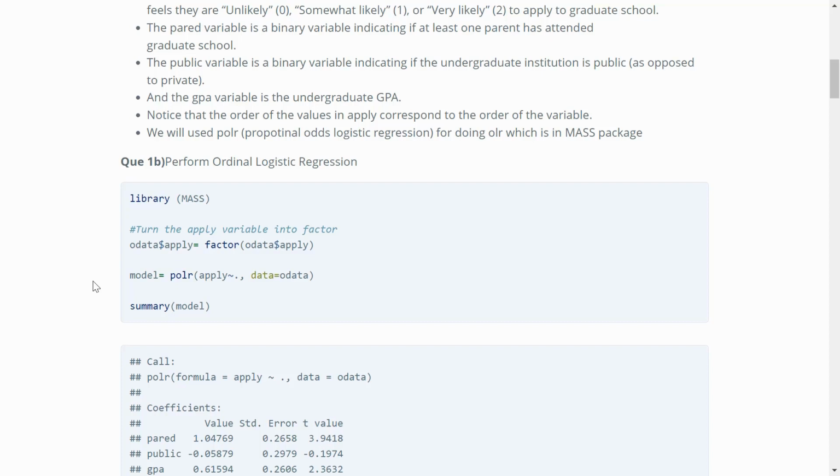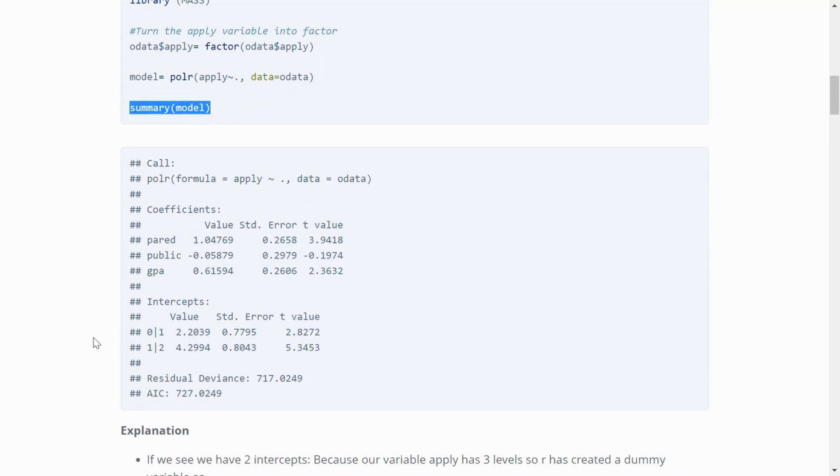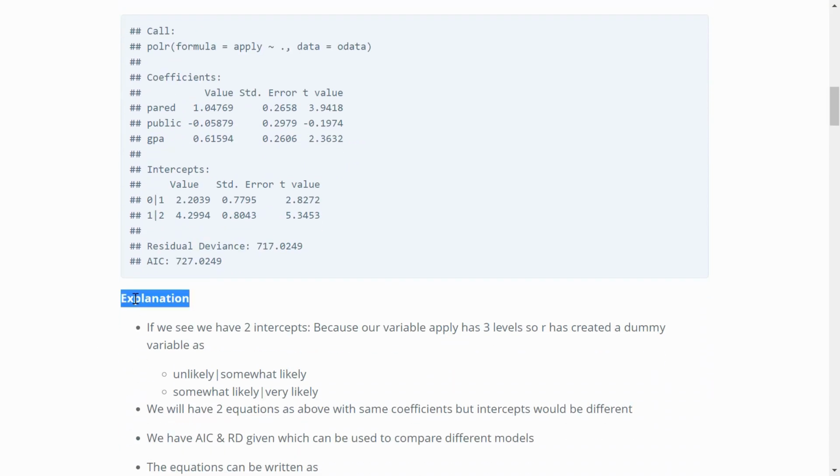So just like other functions, the first argument is the variable followed by a tilde and a dot, and then the second argument is the data. We will run it and store the results in the variable model. After this, we will use the summary function to check the model summary. So let's read the explanation given here for the summary.